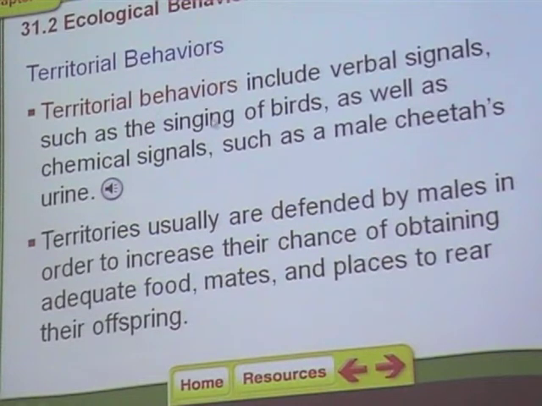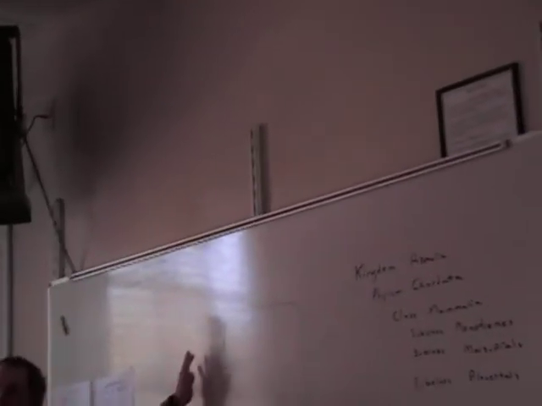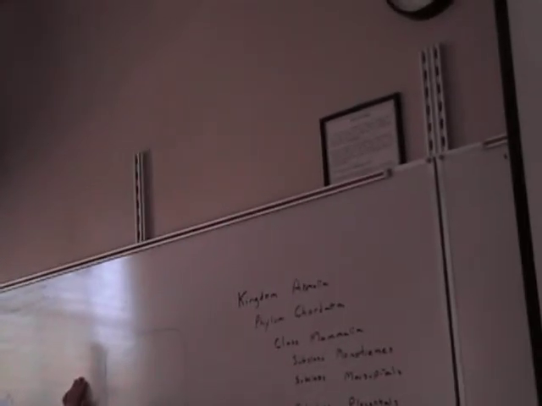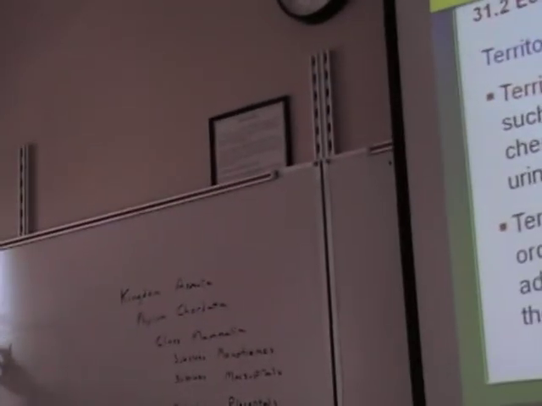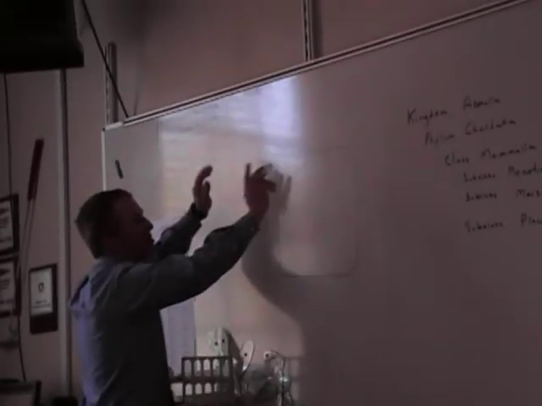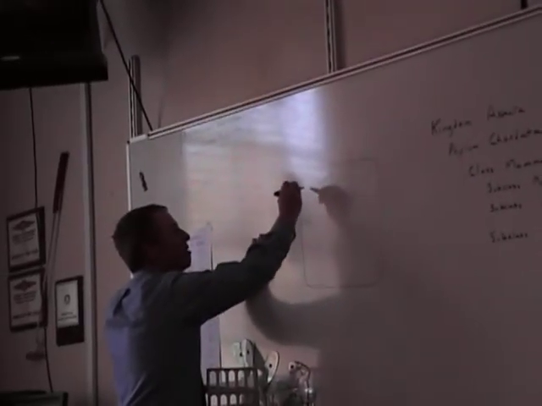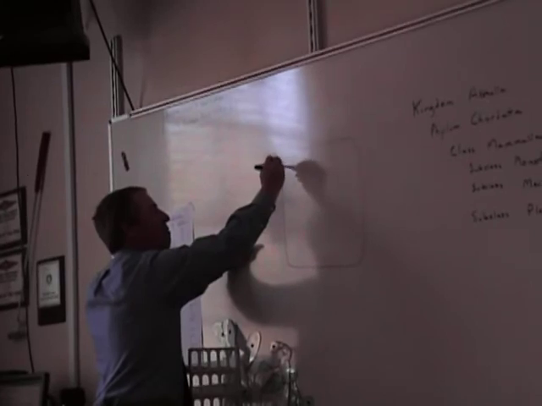Territorial behaviors. A lot of animals have territoriality. And here's how territoriality works. Let's say we have a big area of forest. Deer show territoriality. Let's say this is 1,000 acres of forest. Would you want all your deer in just one location? What would be bad about that for the deer?